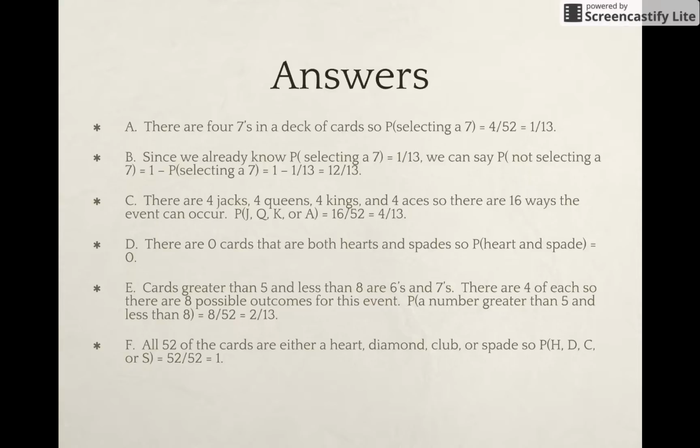Finally, on part F, all of the 52 cards are either a heart, diamond, club, or spade. And so this probability is 1, because it must occur. When you draw from a standard 52 card deck of cards, you must draw one of those cards.